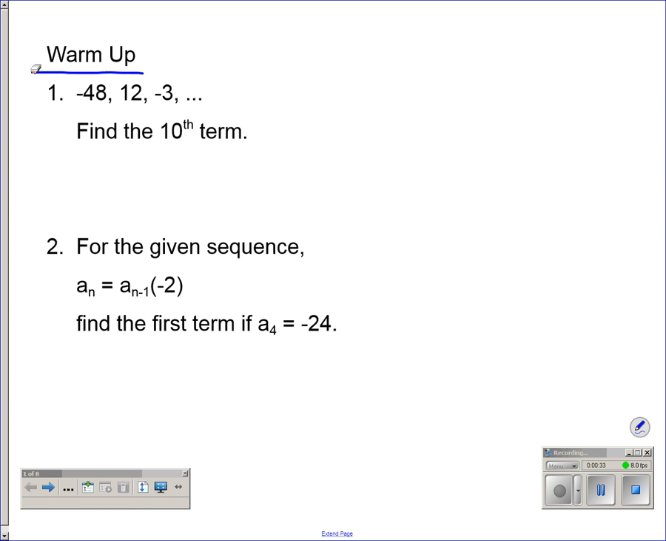All right. So the first one says find the 10th term. If you see a problem just like this, I'm not going to tell you whether it's geometric or arithmetic. You're going to have to decide that on your own. But what kind of sequence is this? What's the pattern?